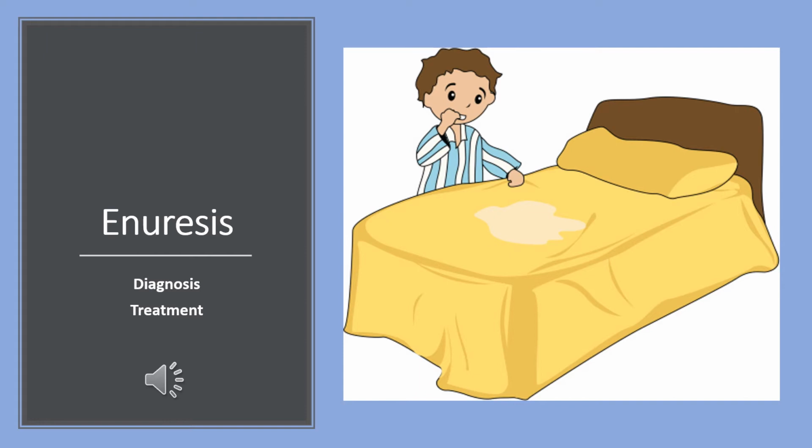Assessment-wise, they have to have a developmental age of more than 5 years. So even if chronologically they are older, but their developmental age is not matching their chronological age, developmentally they have to be at the age of 5 years or more. And we'll need to do an evaluation to determine if there is an organic cause, something else that we can fix.